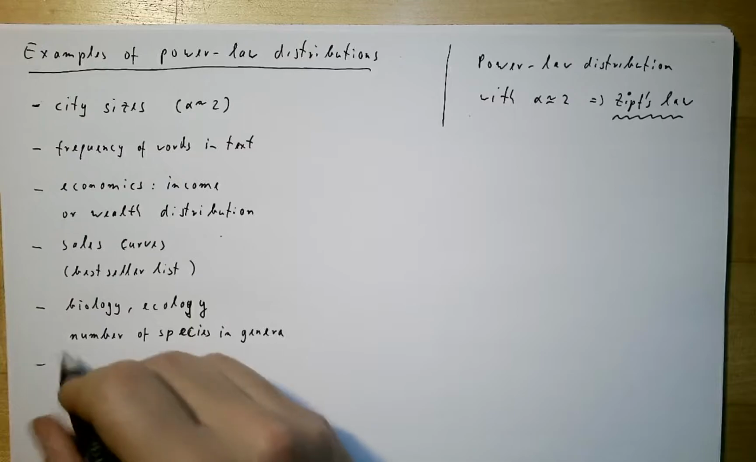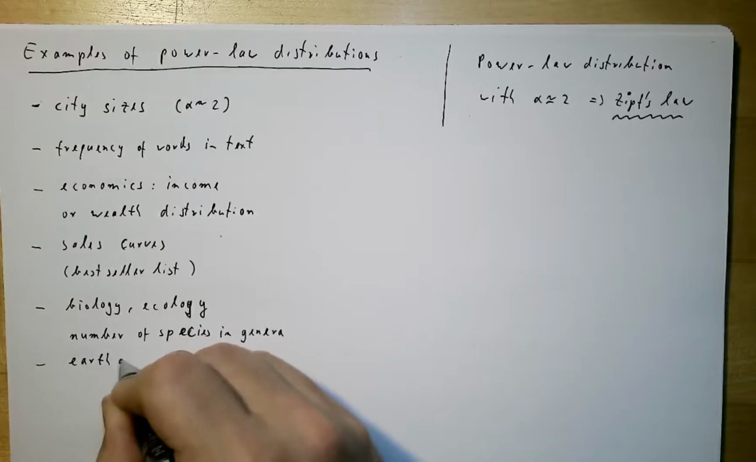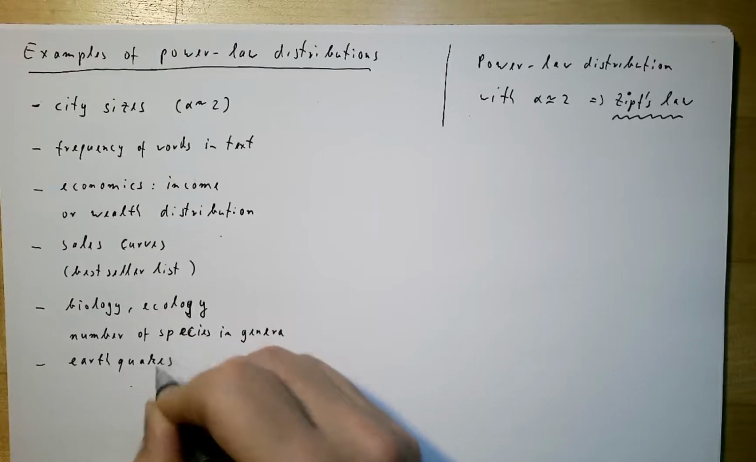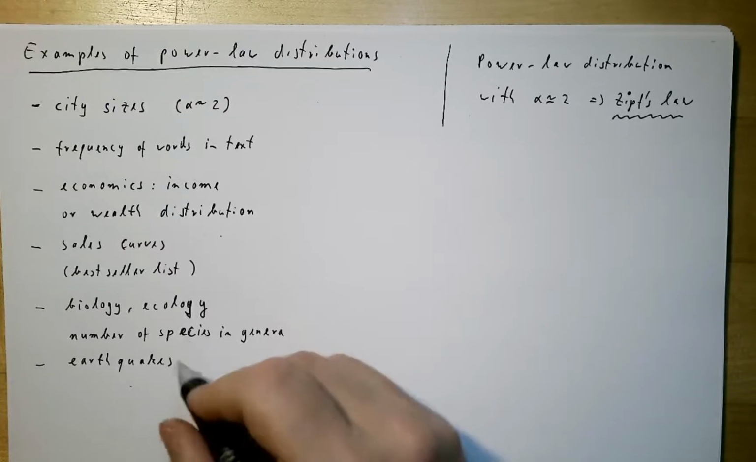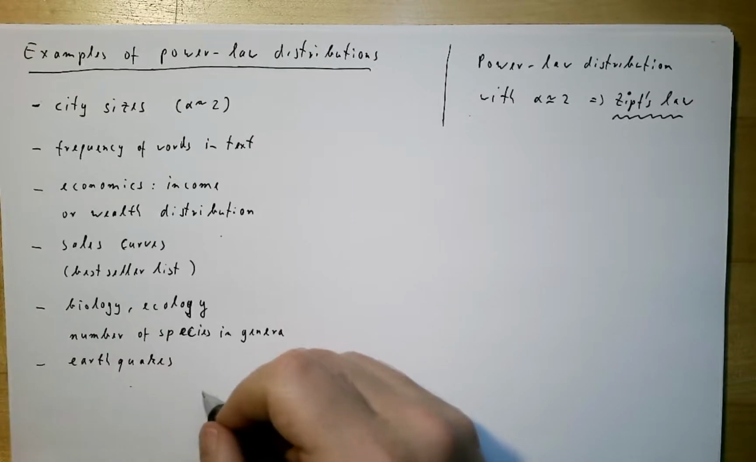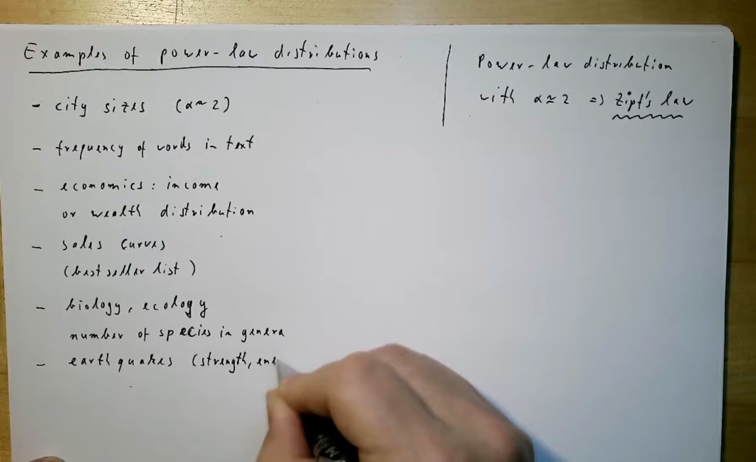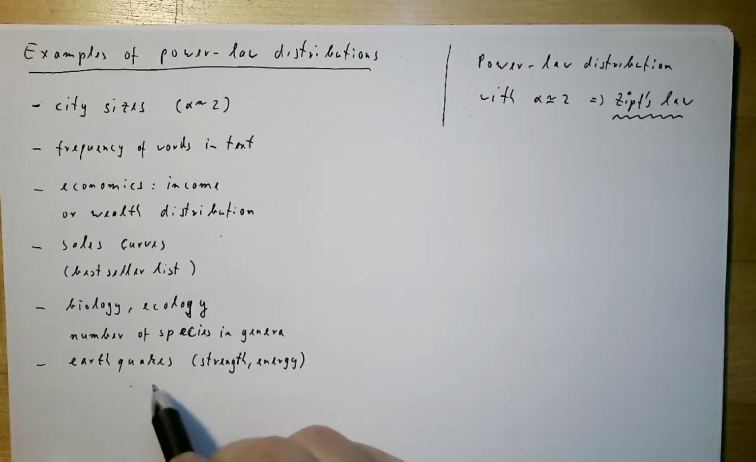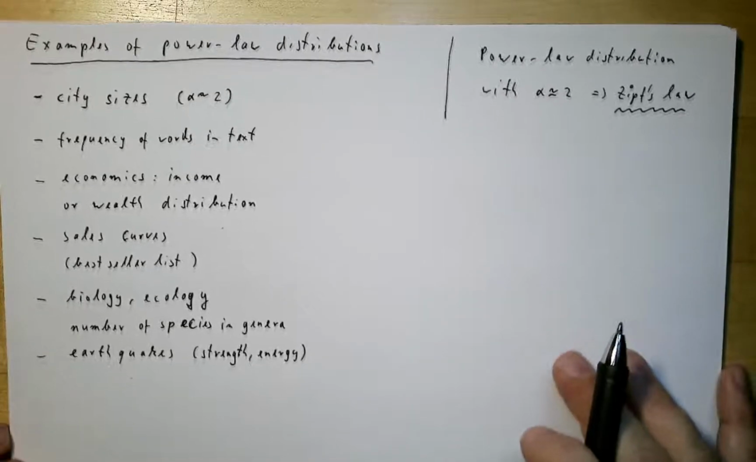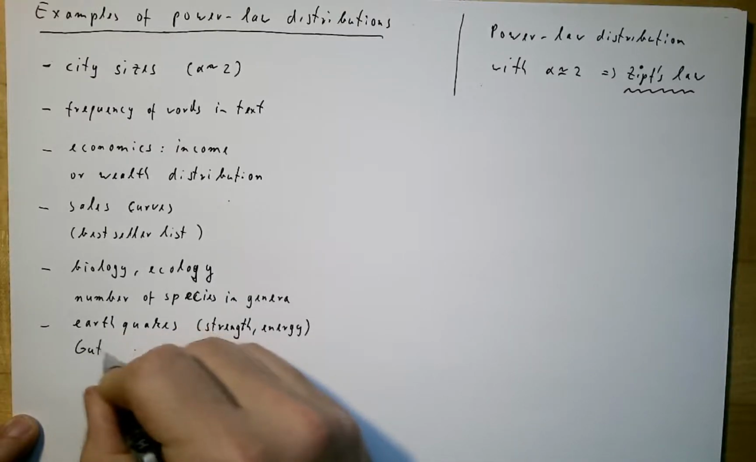Take again something very different, go to geography, go to earthquakes. What you measure with earthquakes is the energy in an earthquake, so the strength of an earthquake. And if you make the distribution of the strength of earthquakes, it follows the power law. And this is known as the Gutenberg-Richter law.